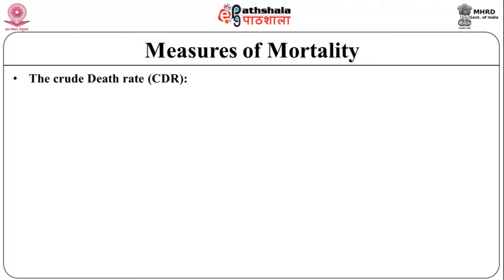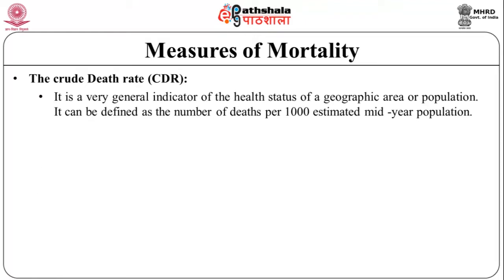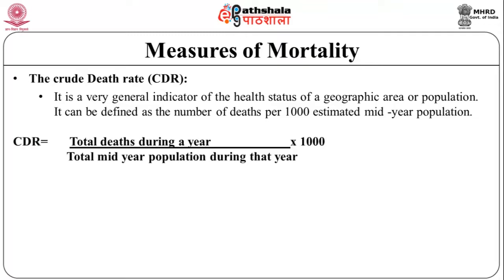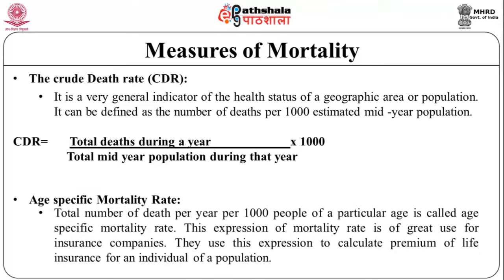First, we have the crude death rate. It is a very general indicator of the health status of a geographic area or population. It can be defined as the number of deaths per thousand estimated mid-year population. Now, CDR equals total deaths during a year multiplied by 1,000, divided by the total mid-year population during that year.